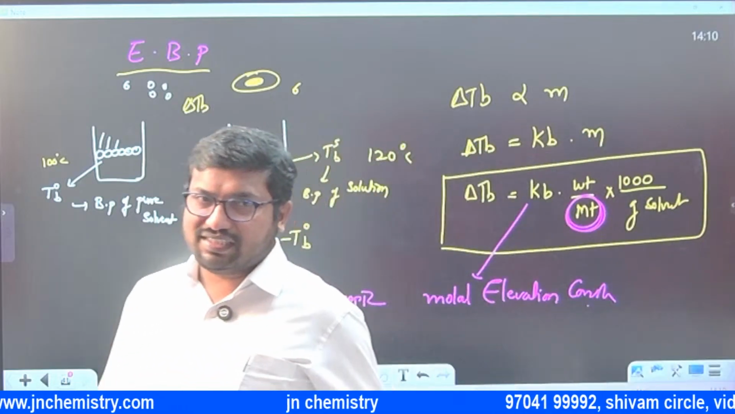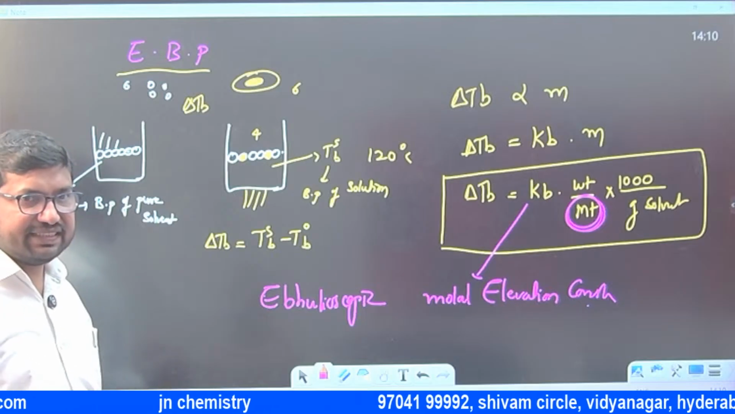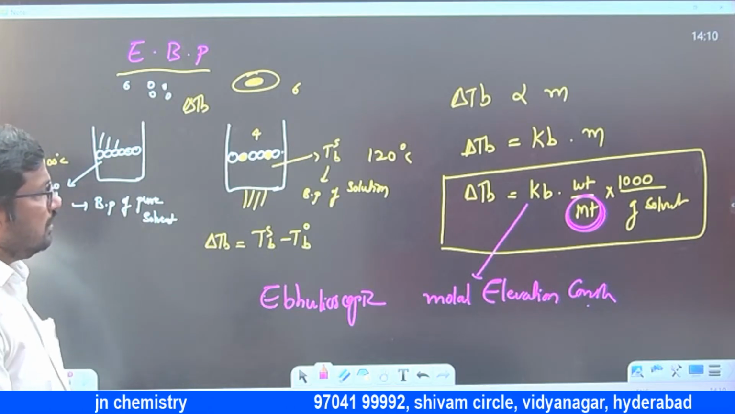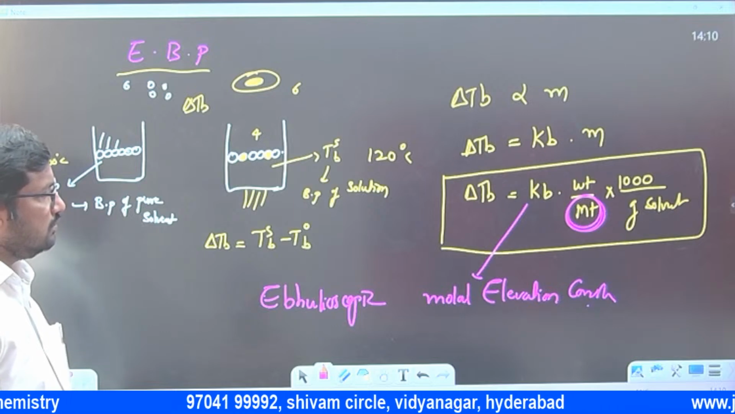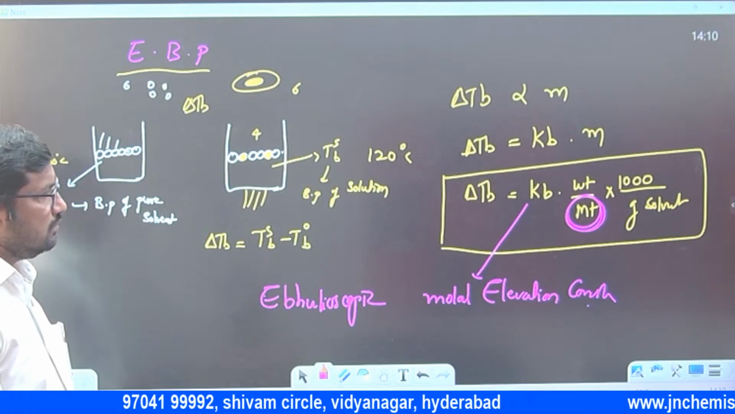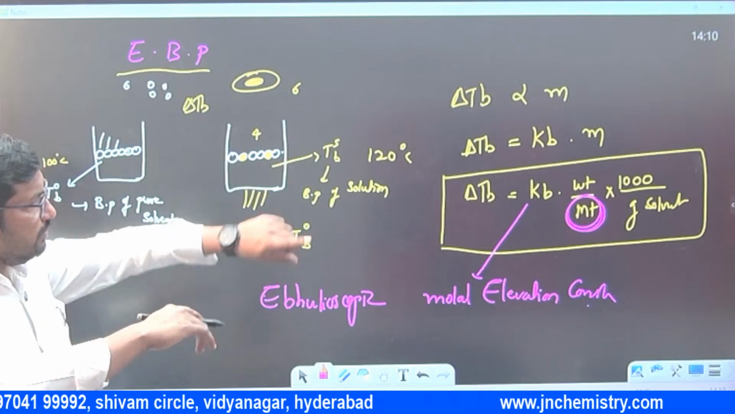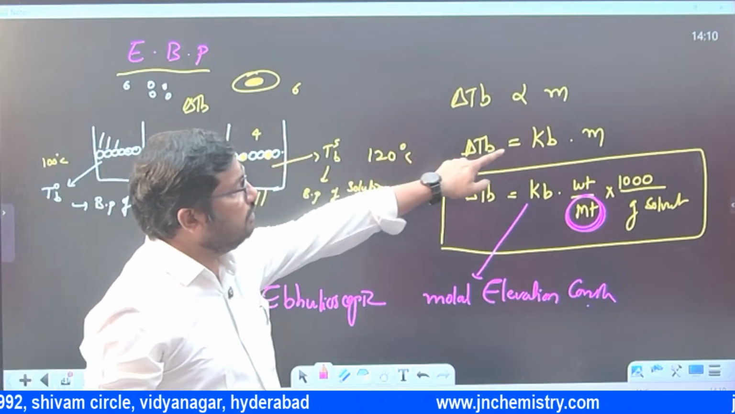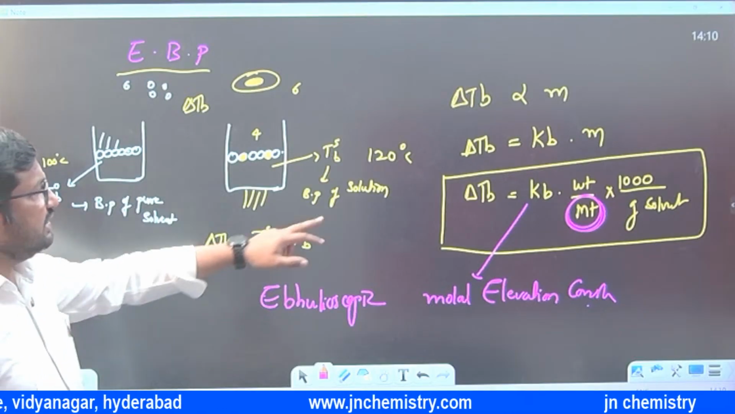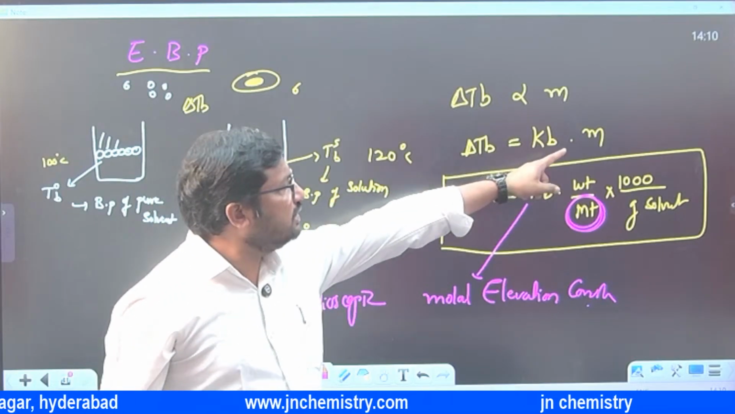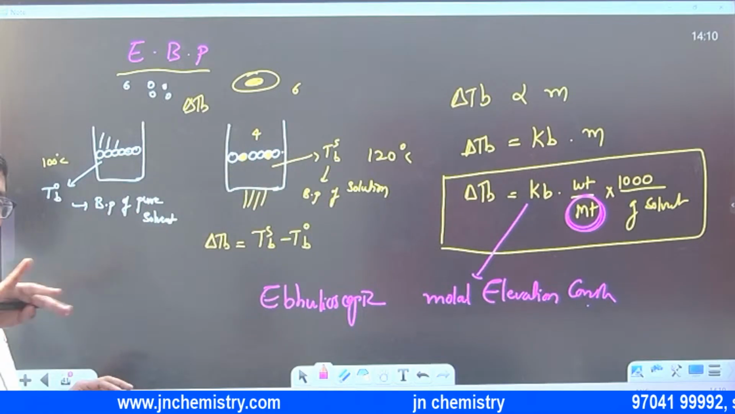First concentrate on what our main essence is, then afterwards we'll go. The unit of Kb is Kelvin kg per mole, from delta TB by m. From that we'll get the units: this is Kelvin, this is kg per mole.